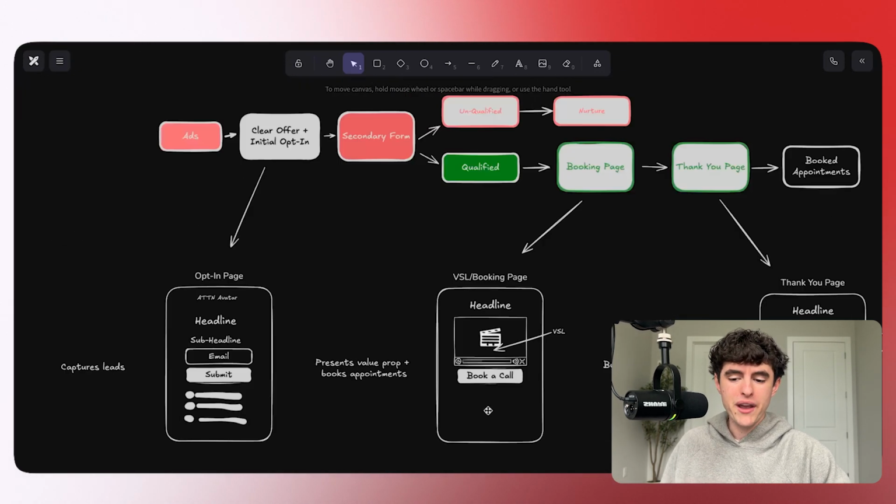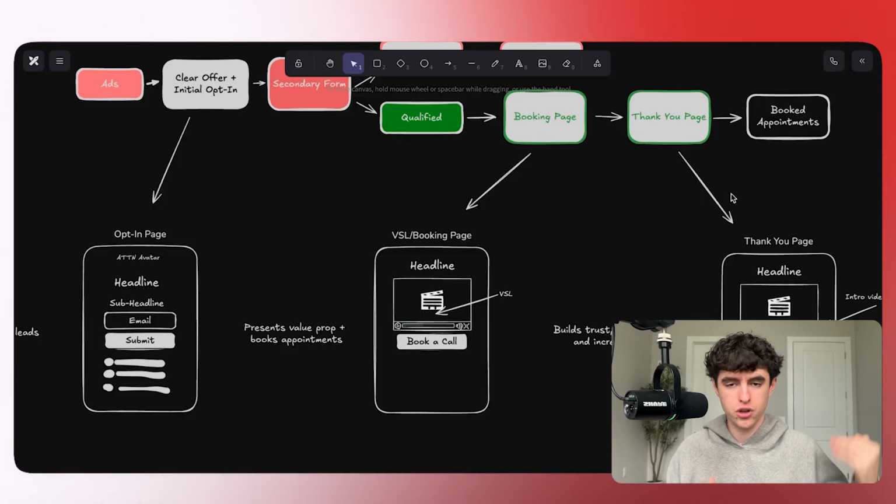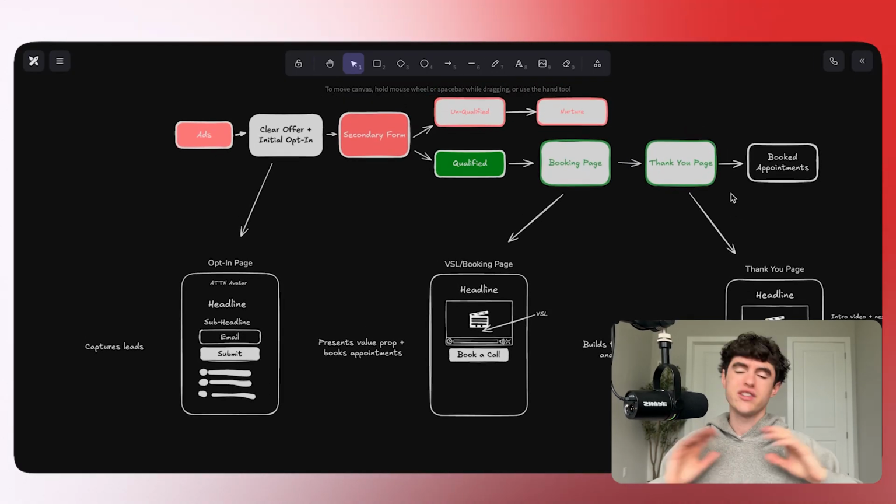And from here, basically, this is going to book you the appointments. This is going to increase your show rates. This is going to decrease your cost per closed deal and scale your business. And it's just the absolute best way to handle the situation.